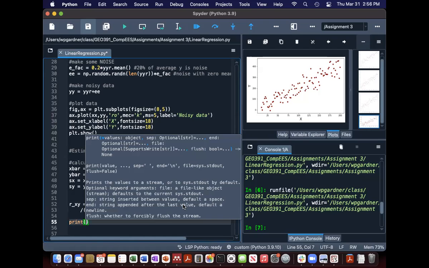And let's go ahead and print. I'm going to give you guys some fancy printing here.